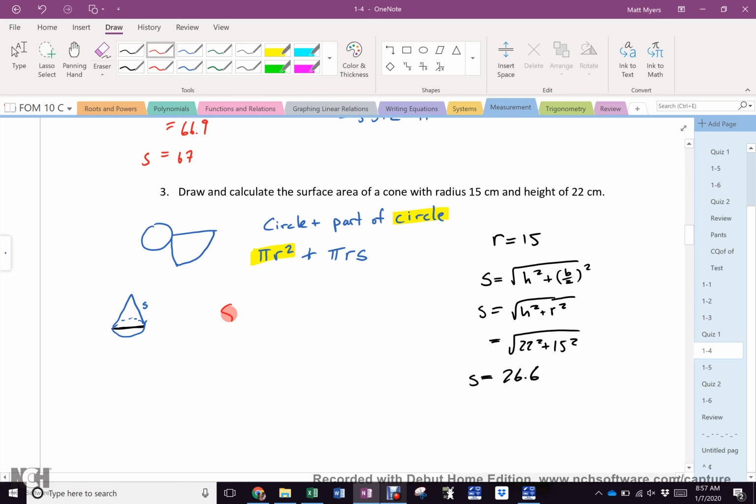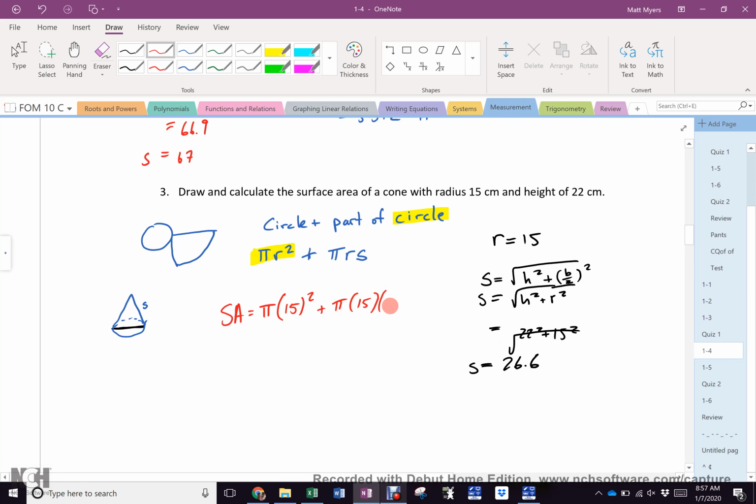Okay. So surface area equals pi. What's r? Which is 15 squared plus pi. What's r? 15. And what's s? 26.6. Now, something weird's going to happen. I'm going to turn off the screen. I want you to punch that into your calculator because we're going to get a bunch of different answers. And there's something I want to do with those different answers. Okay, go.